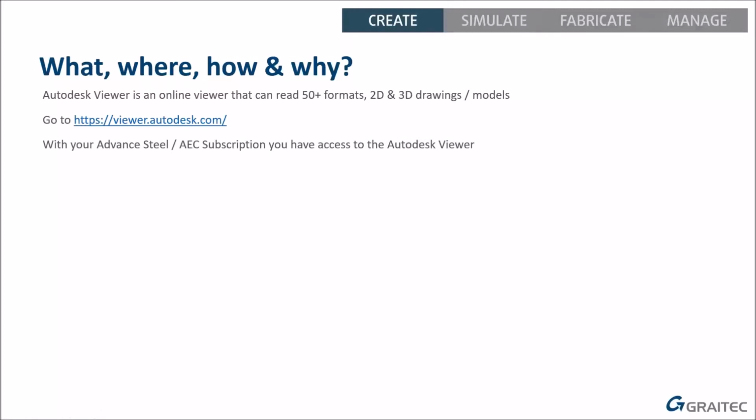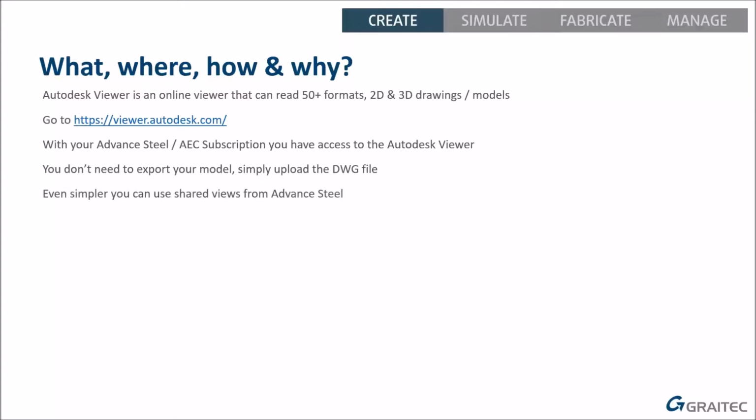So most of you here are Advanced Steel customers. You obviously have a subscription to Advanced Steel or an AEC subscription. You have access to the Autodesk viewer. You log in with the same credentials that you log in to your Advanced Steel or your AEC. The one thing that is very useful is we don't need to export. We don't need to create a new format. We don't need to export to 3D DWF or IFC or anything like that, although the system will read those. We can simply upload the Advanced Steel DWG file.